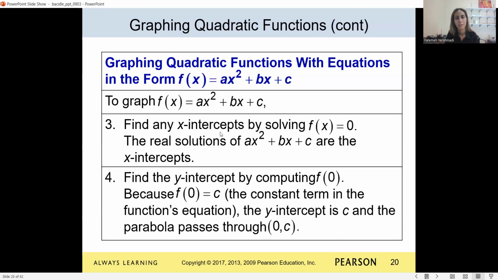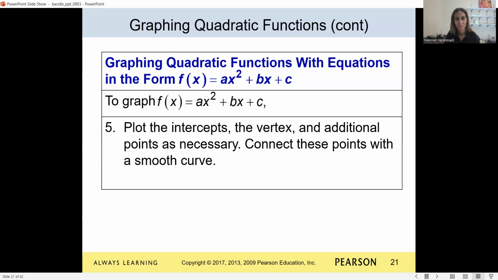Then you need to find the x-intercept. To find the x-intercept, set f of x equal to 0. Remember that you can also use the quadratic formula to find x-intercepts. You also need to find the y-intercept. To find the y-intercept, just set x equal to 0 and solve for y. To graph f of x equals ax squared plus bx plus c, we went over a lot of steps. Finally, you graph those points and then connect them together.